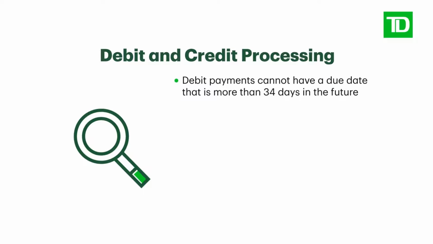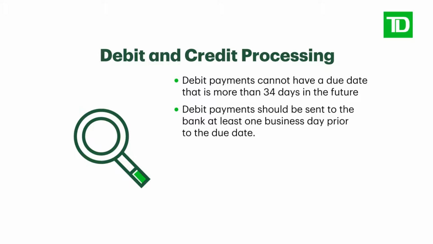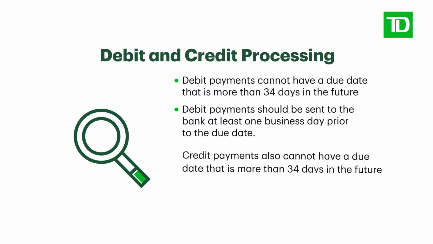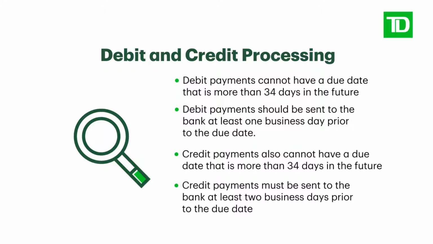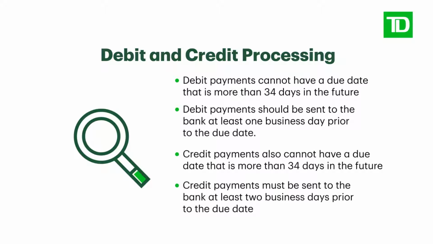Note, debit payments cannot have a due date that is more than 34 days in the future. They should also be sent to the bank for processing at least 1 business day prior to the due date. Credit payments also cannot have a due date that is more than 34 days in the future. However, they must be sent to the bank for processing at least 2 business days prior to the due date. More information about due dates and lead times can be found in the EFT Customer Guide.